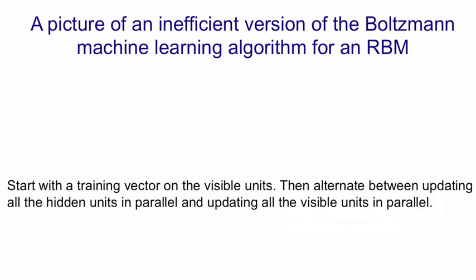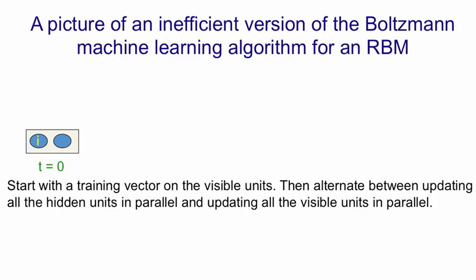Now I'm going to go on to a learning algorithm that's not as good at building density models, but is much faster. So I'm going to start with a picture of an inefficient learning algorithm for a restricted Boltzmann machine. We're going to start by clamping a data vector on the visible units, and we're going to call that time t0. So we're going to use times now, not to denote weight updates, but to denote steps in a Markov chain.